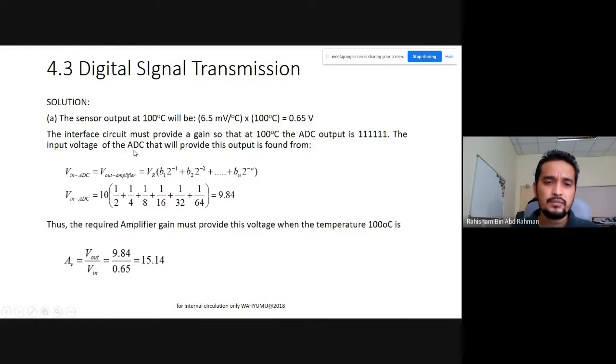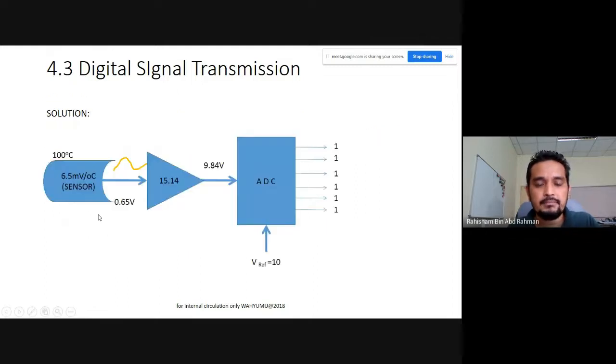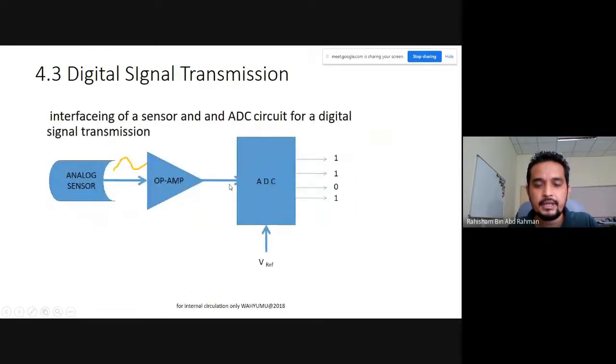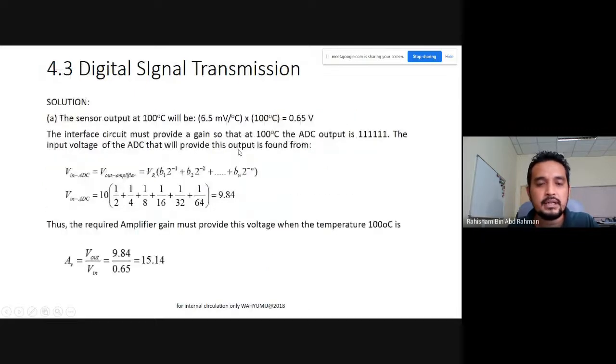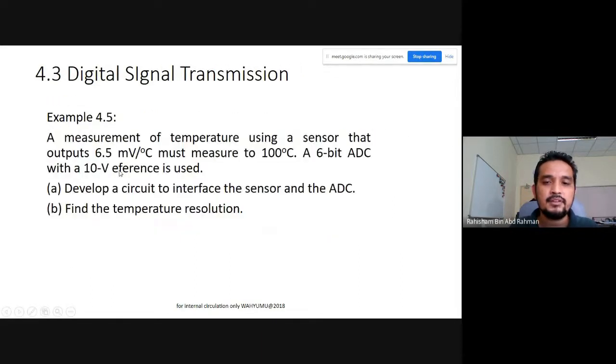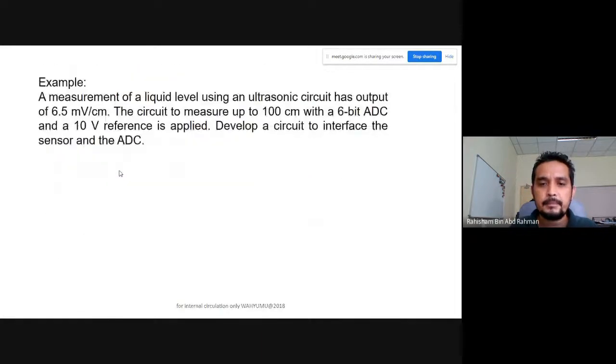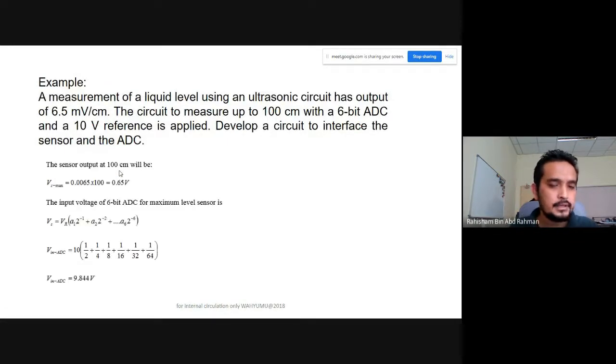So the input voltage of ADC that will provide this output is found from, okay, this is the V input of the ADC. This is the value that we are going to search for, the input value. So what formula do we need to use? The V in ADC is equal to V out of the amplifier, which is this one.